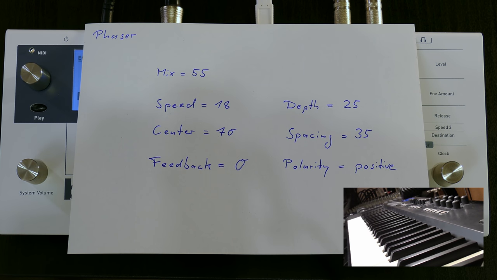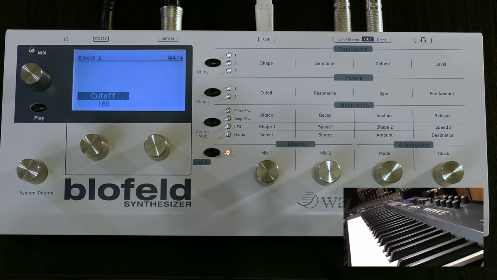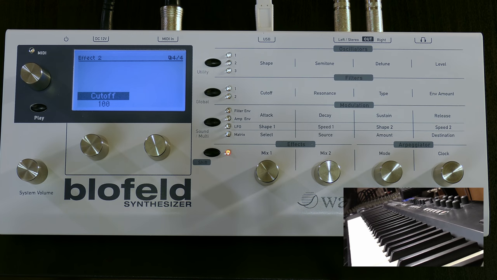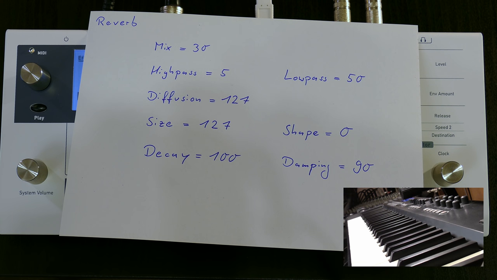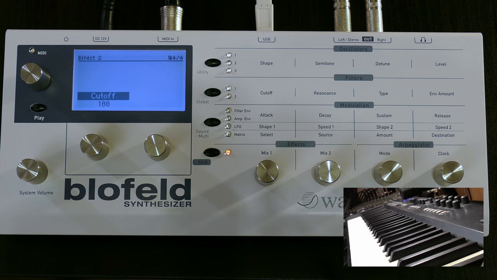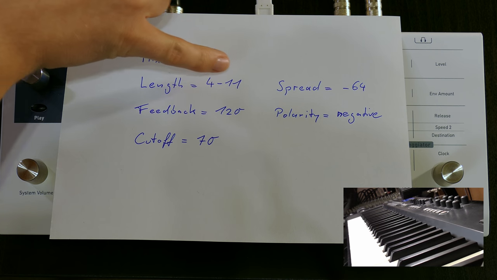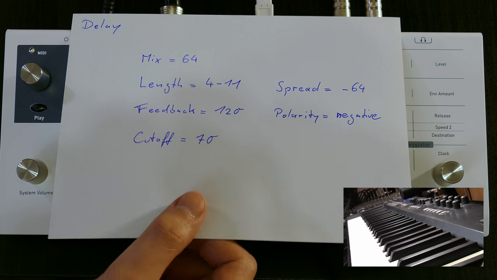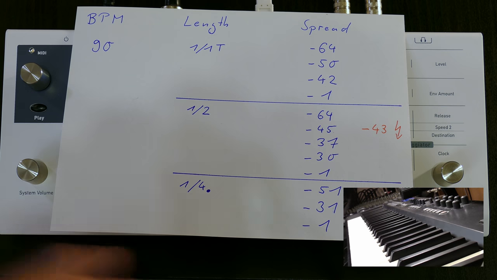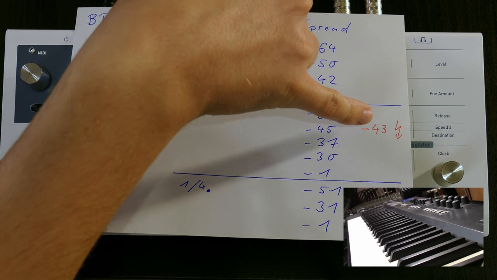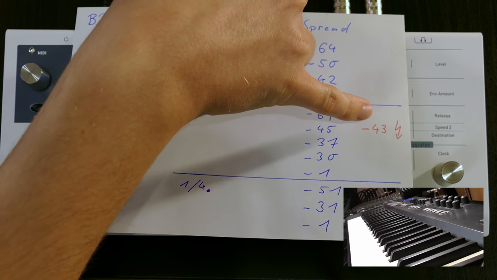This is the phaser. Overdrive and triple effects. Reverb. The normal delay. With values between 4 and 11. Then the clock delay for BPM 90. Again, the warning for this combination, BPM 90, half note, and the spread parameter on minus 43.